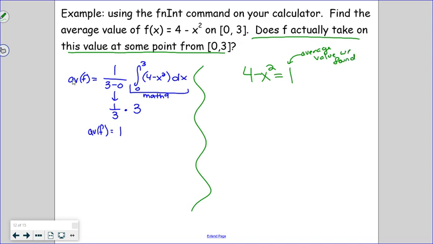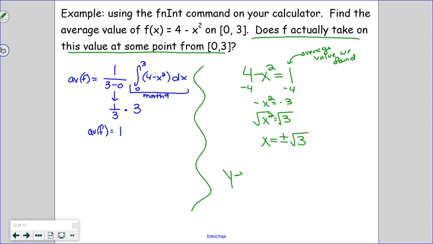Solve for x. Looks like we do get an answer here, right? It will equal 1 if x equals square root of 3. It will equal 1 if x equals negative square root of 3. But there's one last little twist to this. Do either of those two x values fall on the interval from 0 to 3? One of them does, right? So yes, it does. It will equal 1 at that point where x equals the square root of 3.